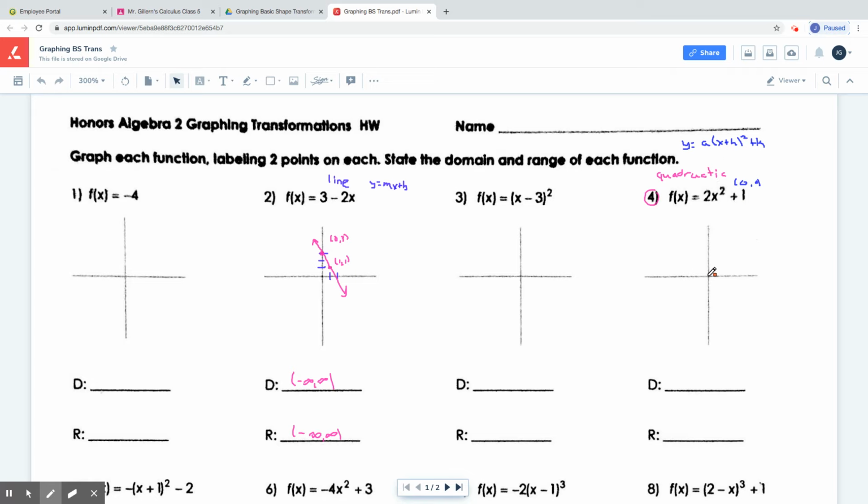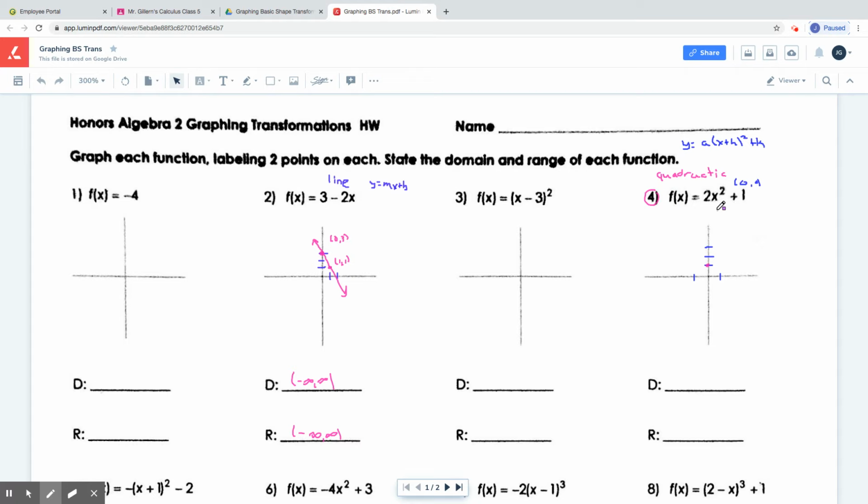We don't move it left or right. It stays there. We just move up 1. All right, so let me just do this real quick. Our vertex is at 0, 1. Now you can just look at this and know, remember vertex form. Great, 0, 1. You put that there.